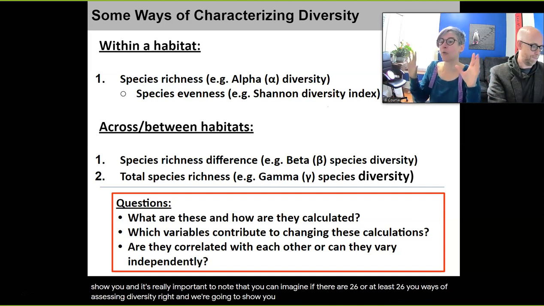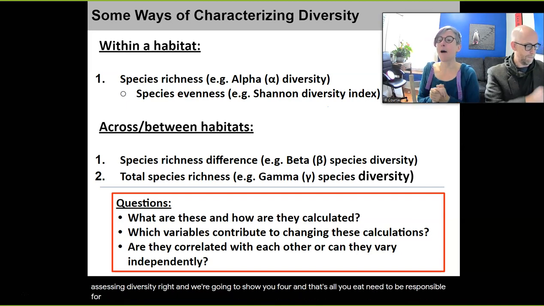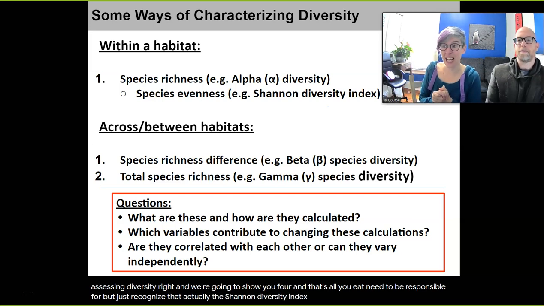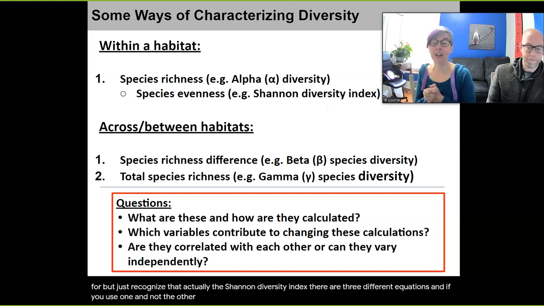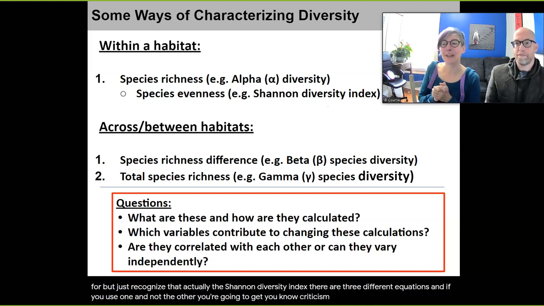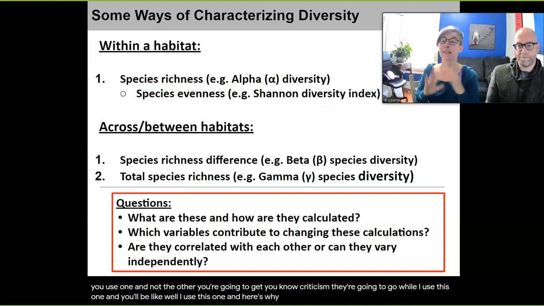And we're going to show you four, and that's all you need to be responsible for. But just recognize that actually for the Shannon Diversity Index, there are three different equations. And if you use one and not the other, you're going to get criticism. They're going to go, well, I use this one. And you'll be like, well, I use this one, and here's why. And that's fine.